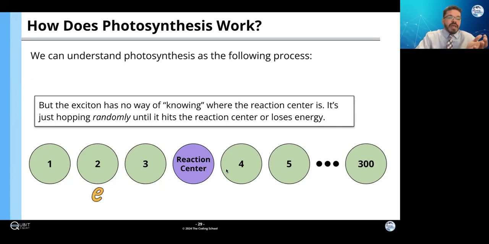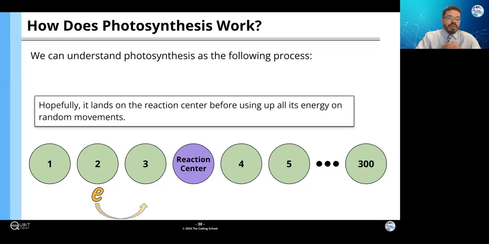So maybe it makes a mistake. Maybe it gets lost, it hops backward. Okay, maybe it hops back to pigment 3. And then finally, it gets to the reaction center. Okay, so this one made it. This exciton can have the energy it captured from the photon used to generate chemical energy.